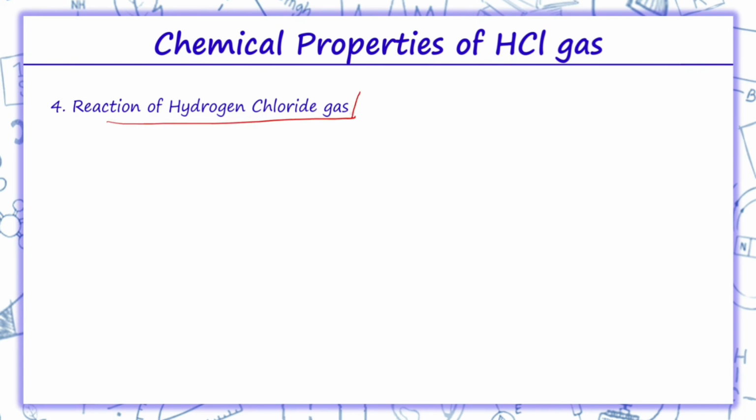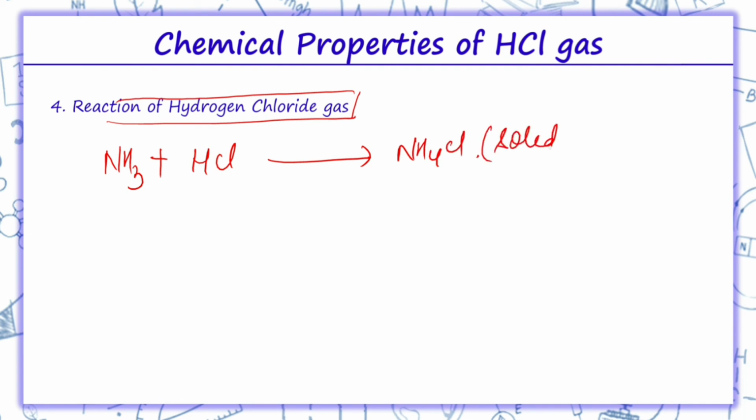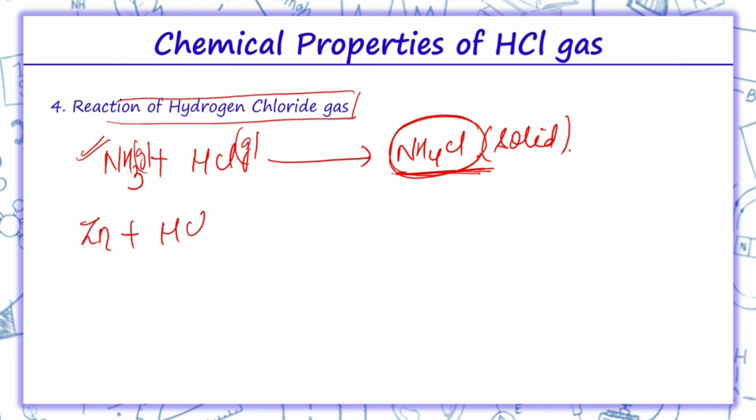Reaction of hydrogen chloride gas with ammonia. Ammonia, when it reacts with HCl, forms NH4Cl, which is in the solid state. So two gases, ammonia and HCl, combine to form a solid compound, ammonium chloride. And over here we see white dense fumes, which indicate that ammonium chloride is formed.